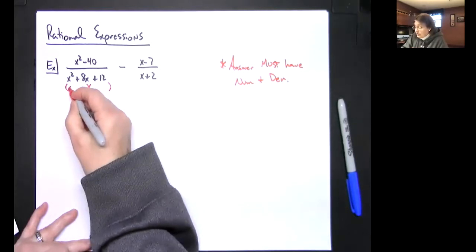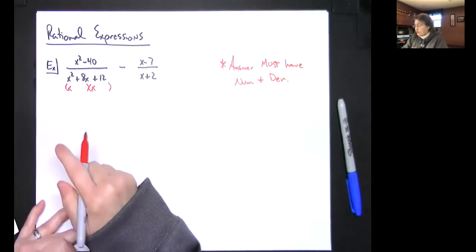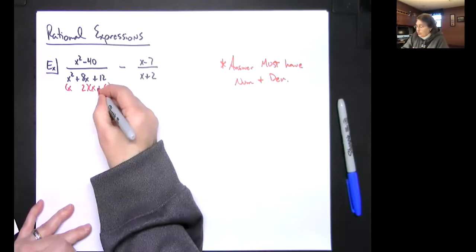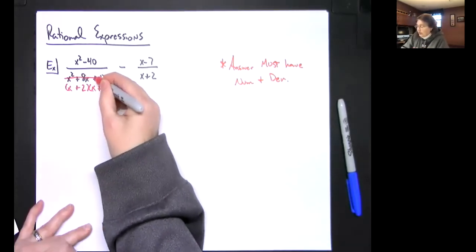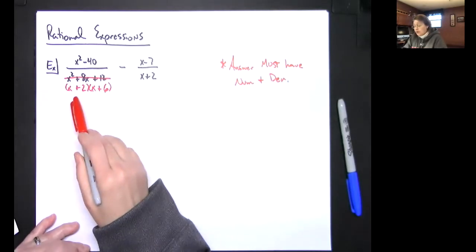It has a leading coefficient of 1, so I'll have an x and an x there. I got a 2 over here, so I'm probably going to have a 2 here. 2 times 6 is 12, and everything's pluses. That'll give me the 8 in the middle. So what that tells me is my least common denominator is going to be x plus 2, x plus 6.